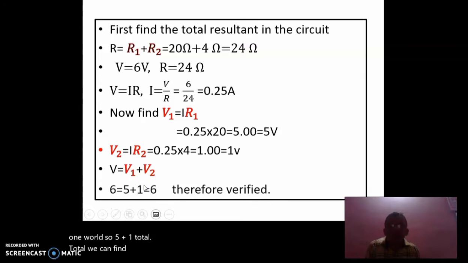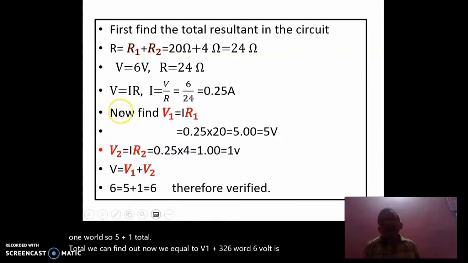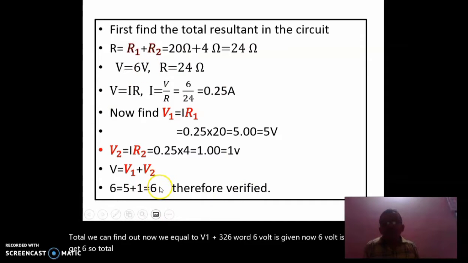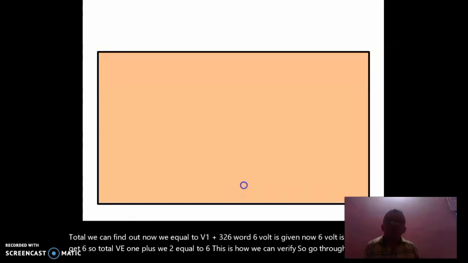V equals V1 plus V2, 6 volt. 6 volt is given, so we will get 6. So the total V1 plus V2 equals 6. This is how you can verify. So go through it once or twice, you can understand. Okay.